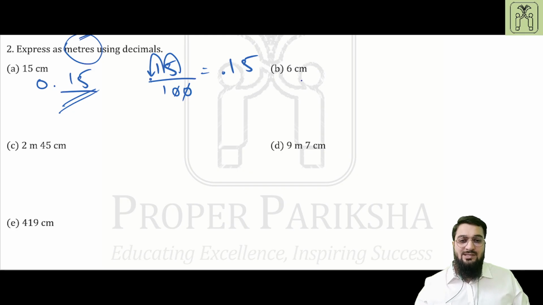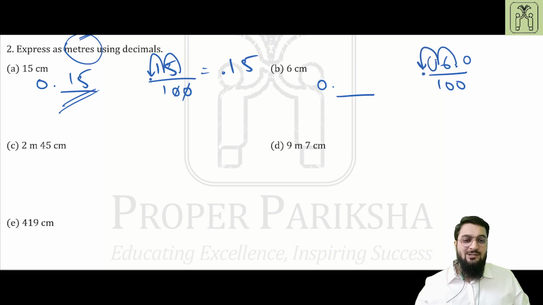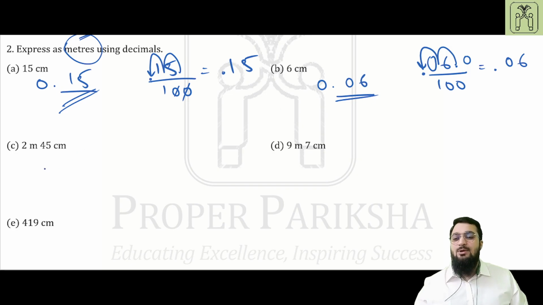Part number B, 6 centimeters. Again, no meter is mentioned. Therefore, 0 point dash and therefore 6 upon 100 because 100 centimeters is 1 meter. So decimal point, 0, jumping 2 times on the left, new decimal point, vacant space filled with 0. Answer is 0.06 and the answer will be 0.06.